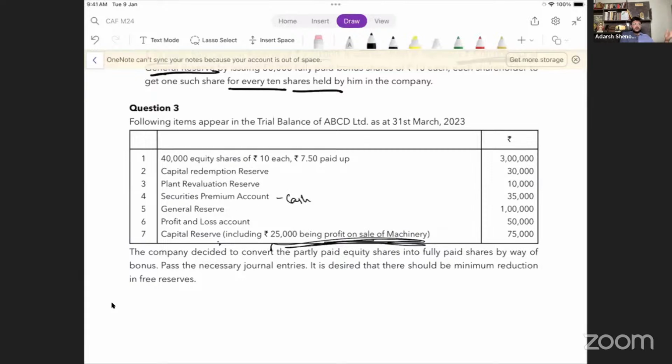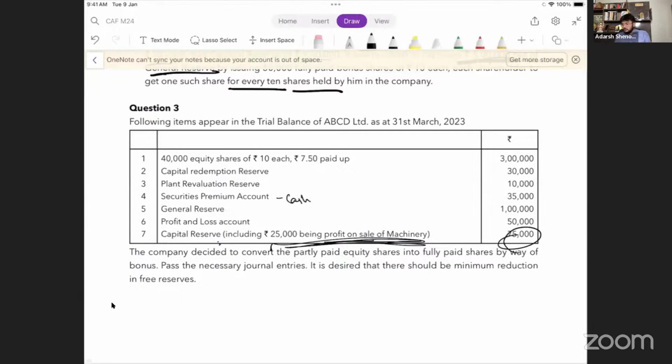That means when you sold the machinery, you received money, so it is in cash. So we consider it as cash, that 25,000 rupees. So out of the 75,000 rupees, 25,000 rupees would be considered as if it is cash because it was because of sale of machinery. And when you sell machinery, you get cash. So that is considered as cash, 25,000. The remaining 50,000 is non-cash.